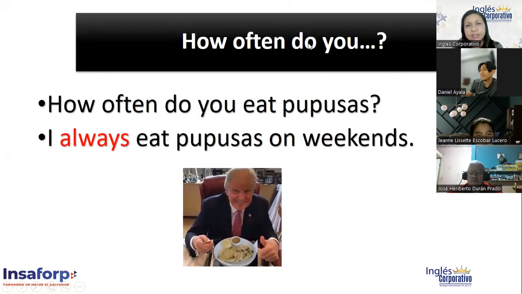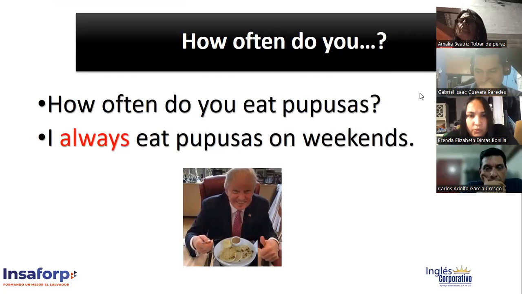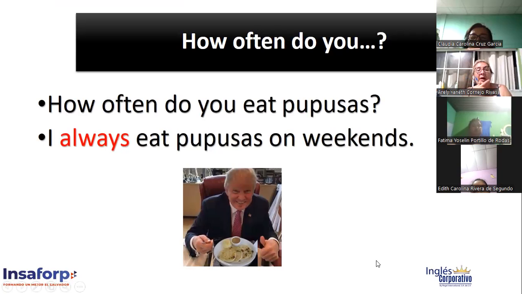Now, I have some questions and you can tell me what is the answer. Fatima Portillo, how often do you eat pupusas? My example is, I always eat pupusas on weekends, like Donald Trump. No, just kidding. How often do you eat pupusas? I always eat pupusas on weekends. What about you? Fatima Yoselin?